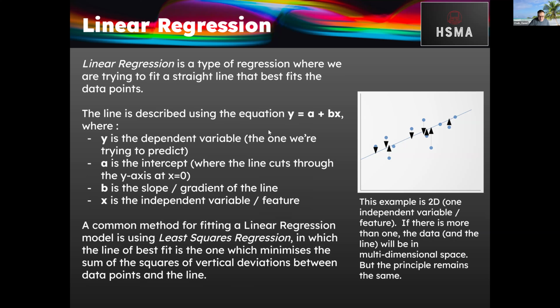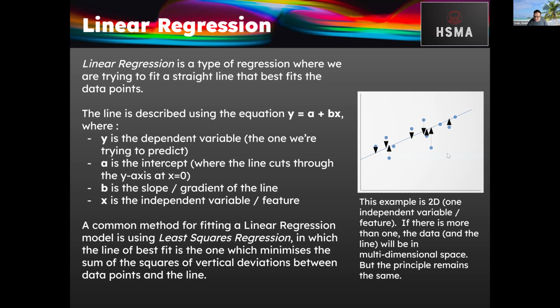The line is described using this equation here, y equals a plus bx. Y here is our dependent variable, the one we're trying to predict, our outcome. A is the intercept, which basically means where it cuts through the y-axis at the point where x is 0. B is the slope or gradient of the line, so how steep the line is. X refers to the independent variable or feature, the thing from which you are trying to predict.